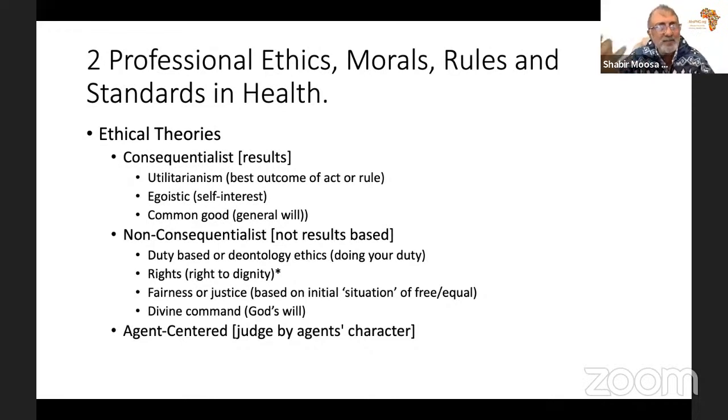Divine command: God tells me that that's the right thing to do, and so that is what I did. I could not give that person an abortion because I'm a Christian and I don't believe in that. And so I referred the person to someone else, even though on the way they died. But I did my duty, and my right, depending on the law, is that I do have the ability to act on my own moral judgment, which might be the theory of non-consequentialist divine command. Agent-centered, as I said, is basically about character.